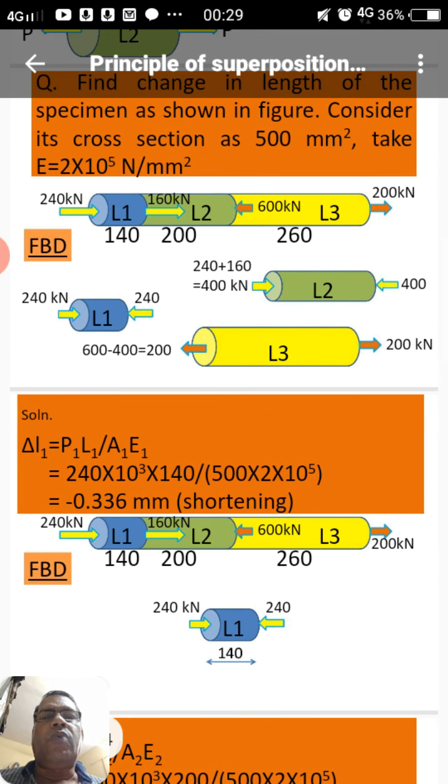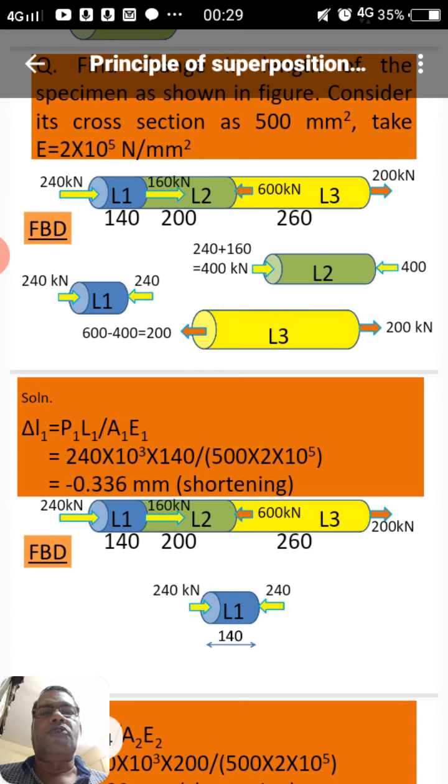So we can see while making the free body diagram, for L1 section it is 240 kN pushing at the first left end, and a similar force is taken to balance this 240 in opposite direction. Now this 240 in opposite direction on L1 is again balanced for L2 by applying 240 in its opposite direction. So the rightward direction will be there on L2. So the total force on the first end of the L2 is 240 plus 160, that is 400, and similarly the 400 is balancing it from its other end.